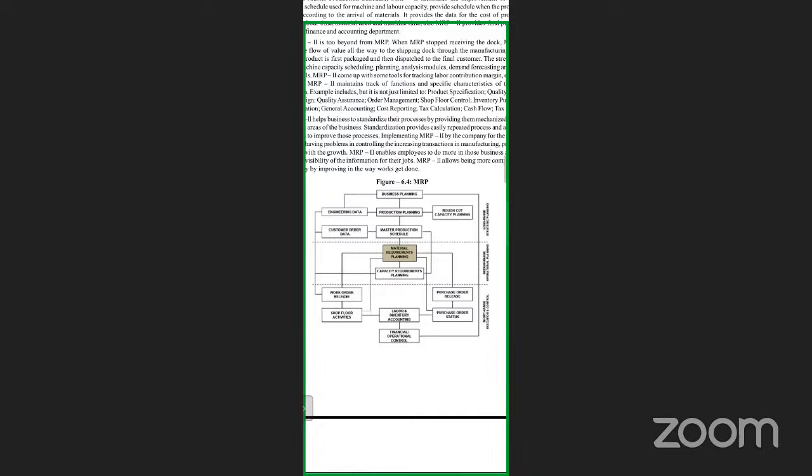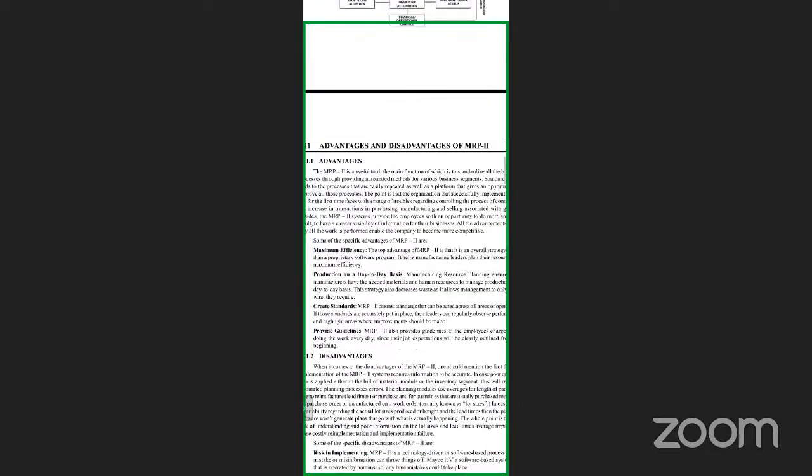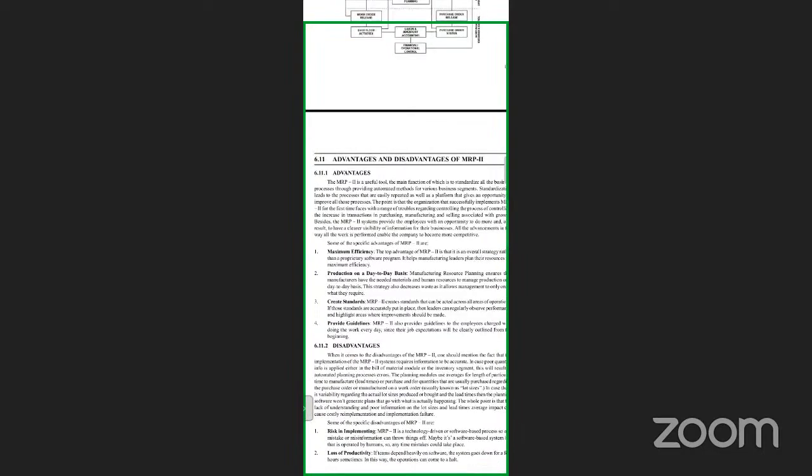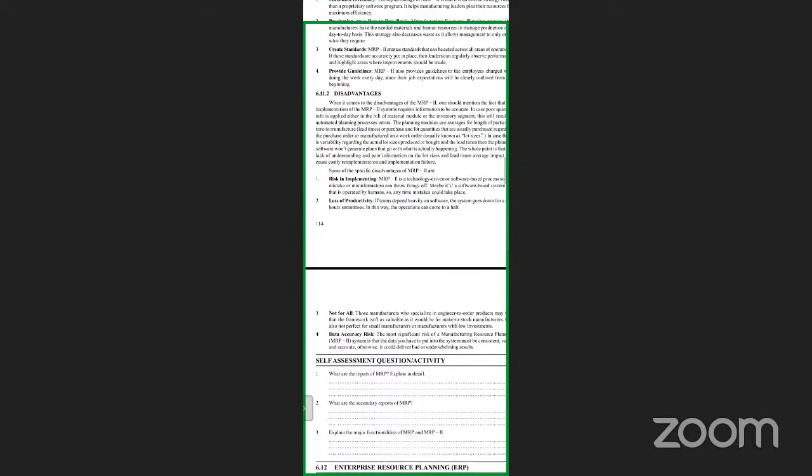Under that we have capacity requirements planning, work order release, shop floor activities, purchase order release, purchase order status, labor and inventory accounting, financial operational control. And advantages and disadvantages of MRP2. Here, advantages: maximum efficiency, production on a day-to-day basis, creates standards and provides guidelines. And disadvantages, we have risk in implementing, loss of productivity, it's not suitable for all, and data accuracy risks.